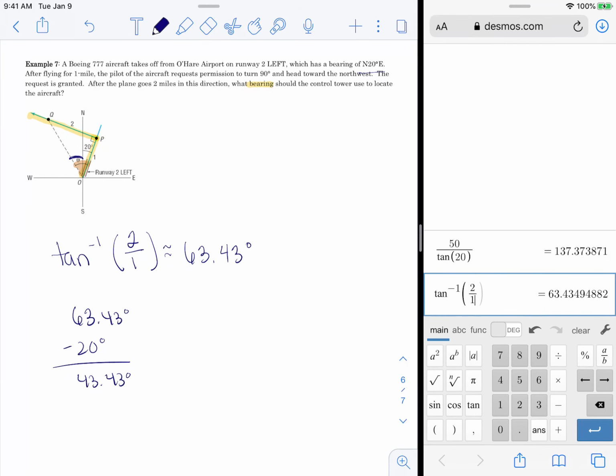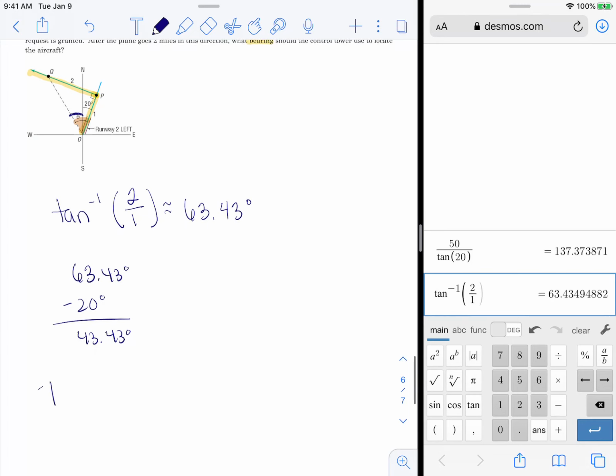All right, so your final answer. So that's an acute angle, so it's meeting the definition of bearing. Ask yourself, is it attached to the north or the south line? Well, visually I can see it's the north. And then ask yourself, is it heading towards the west or the east? And I can see it's heading west. So that is why the control tower should use a bearing of 43.43 degrees west of north.